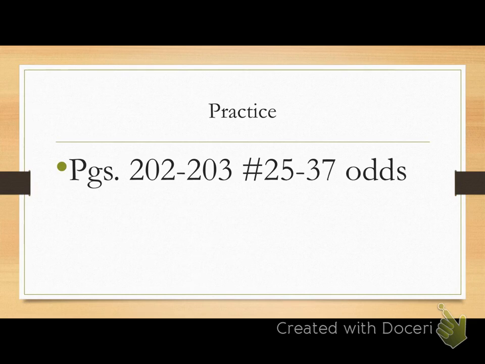Here's our assignment. You're not going to have near as many factors as that one example, so you can test them using synthetic division. Notice this is 25 through 37 odds. It's only about 7 problems. This will be due on Tuesday, February 9th. I feel like that's a decent amount of time to get this done. You have the rest of the class period to work on it. You'll have Monday evening to work on it, as well as Tuesday evening. So this will be due Tuesday the 9th on Canvas.